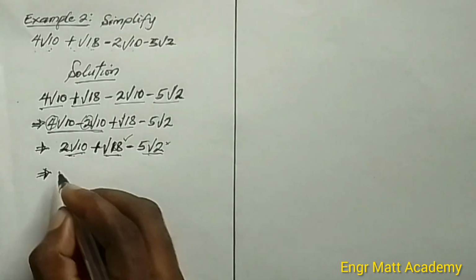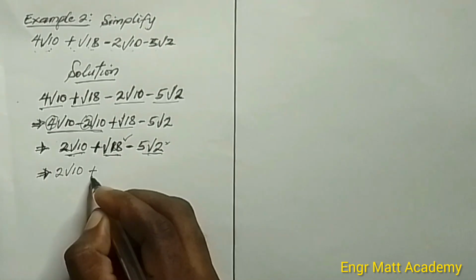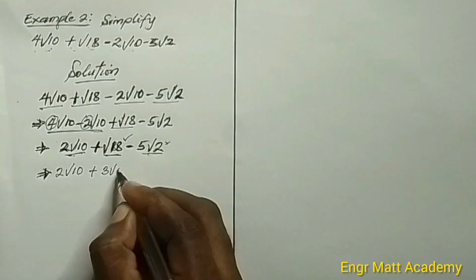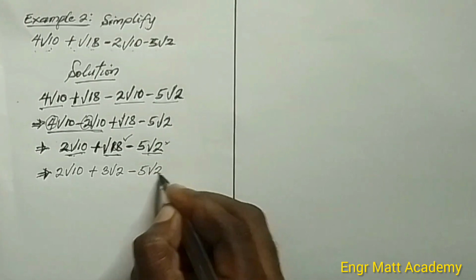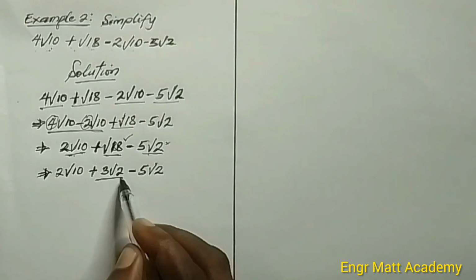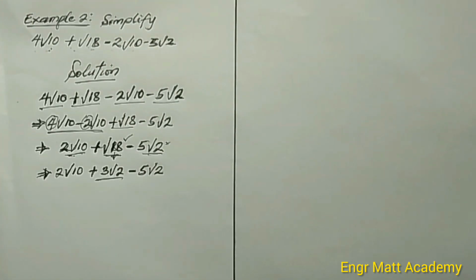So we have 2 root 10 plus 3 root 2 minus 5 root 2. 3 root 2 is the simplified form of root 18. But if you don't know how we got that, you need to watch my earlier video on simplifying surds on this channel. So let's move on.